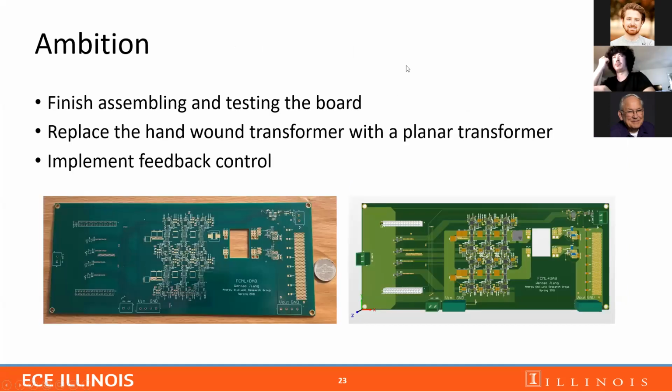And finally, I will be talking about my ambition for this project. Firstly, I will try to finish building and testing the board. After that, I will try to replace the Han1 transformer with a planar transformer to further reduce the size. And finally, I will try to implement feedback control. Basically, I have a feedback from the output to the microcontroller unit, and I want to use it to automatically control the phase shift to change the output power.